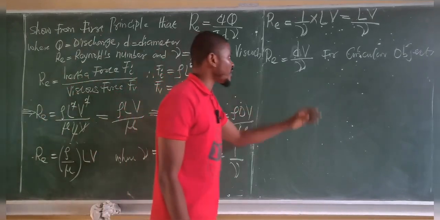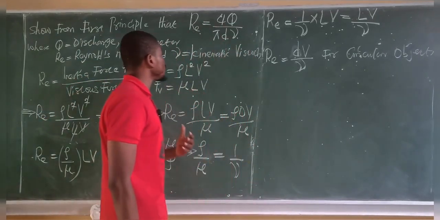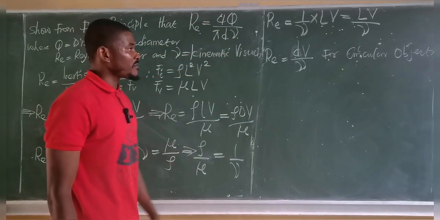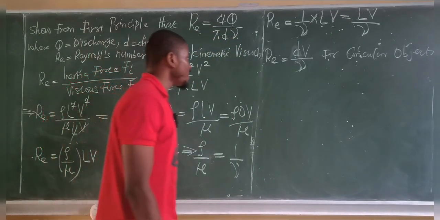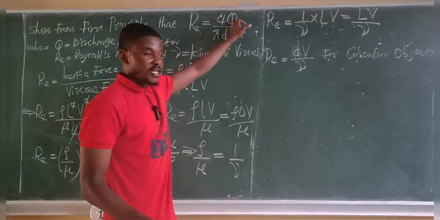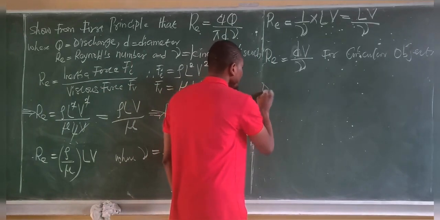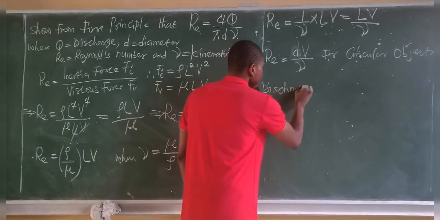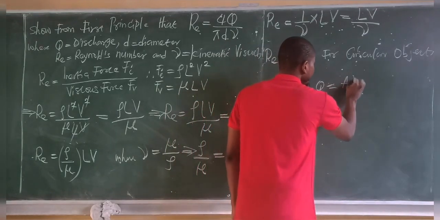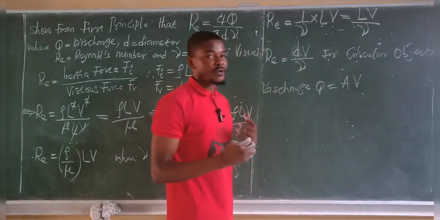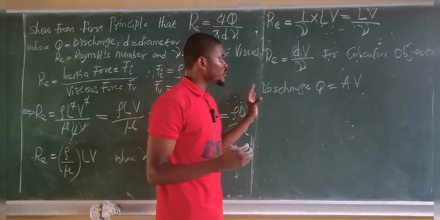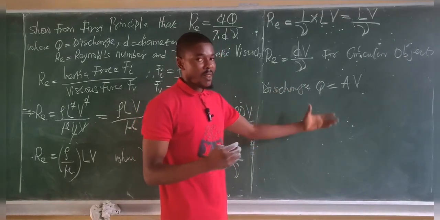All right, so we have this now, and the question says we should show that Reynolds number is 4q all over pi d times kinematic viscosity. Now, the first thing that comes into your mind is the word discharge. Q is discharge. Discharge Q is equal to area times velocity. I've done a video on discharge, so do well to look it up for proper understanding.